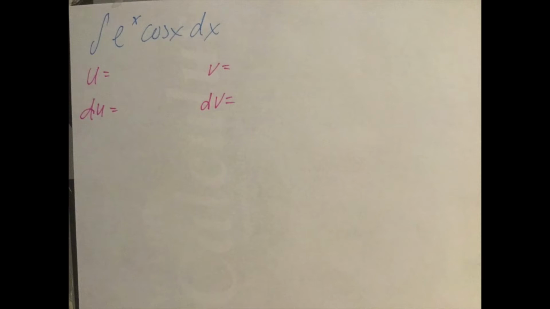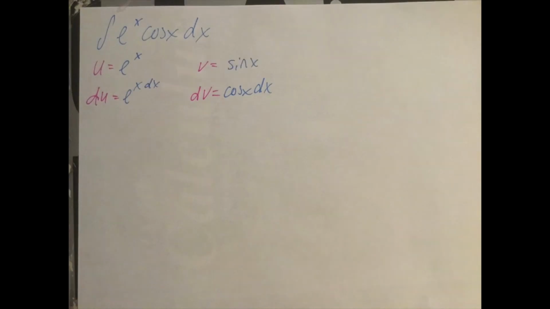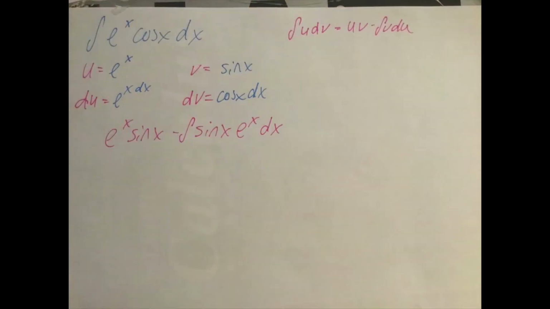So I'm just going to randomly assign u and dv, and then I got to figure out du and v, and then I'm going to do the integration by parts one time. Here we get to the part where it's minus the integral of v du, and we can't do the antiderivative, so I'm going to do the integration by parts again.